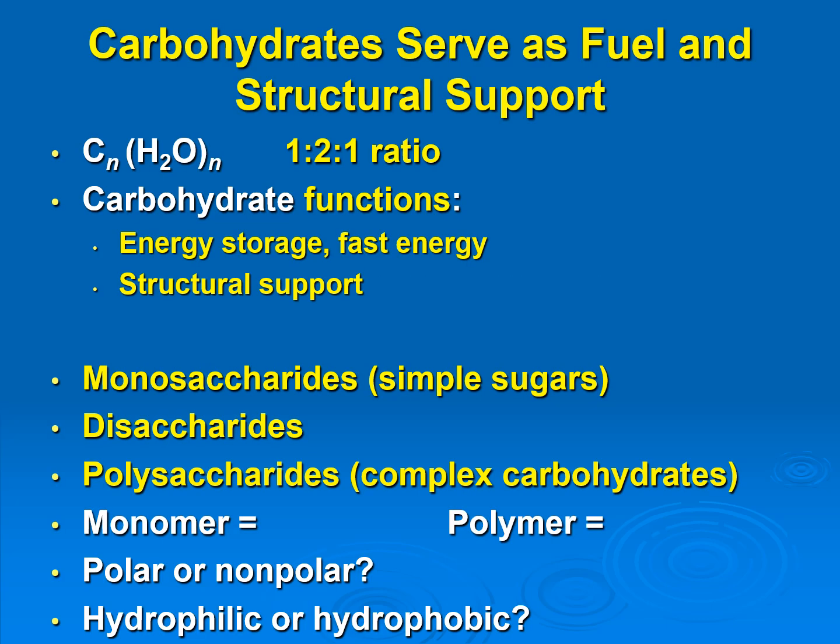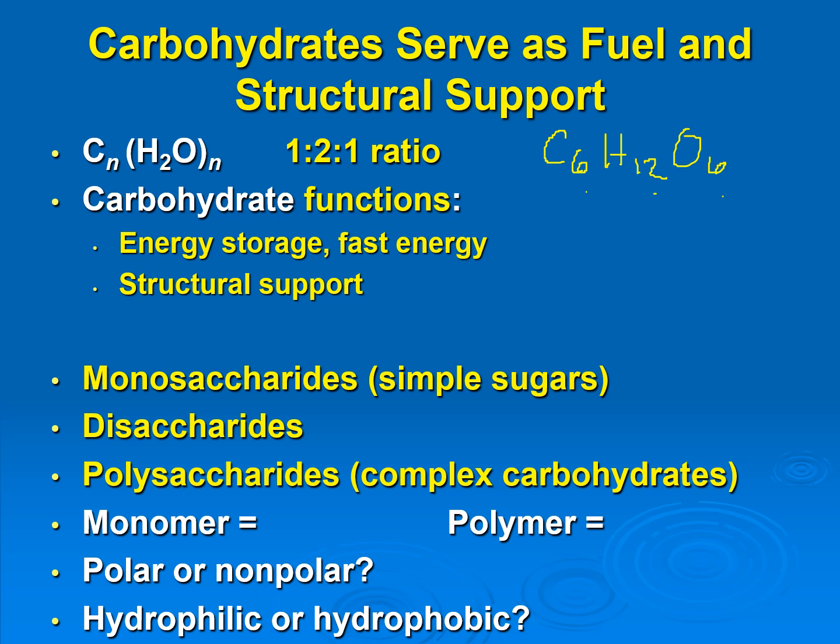So let's take a look at carbohydrates first. The reason they have the name carbohydrates is that if you take a look at their chemical formula, they're CH2O, with a 1 to 2 to 1 ratio of carbon to hydrogen to oxygen. For example, the chemical formula for glucose is C6H12O6, and you can see there's a 1 to 2 to 1 ratio of carbon to hydrogen to oxygen.